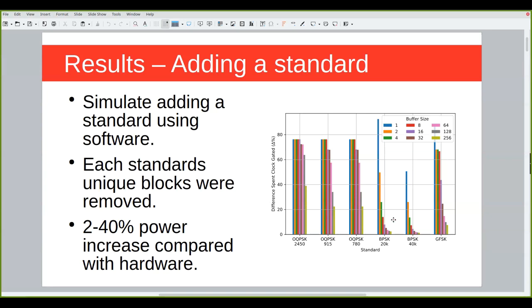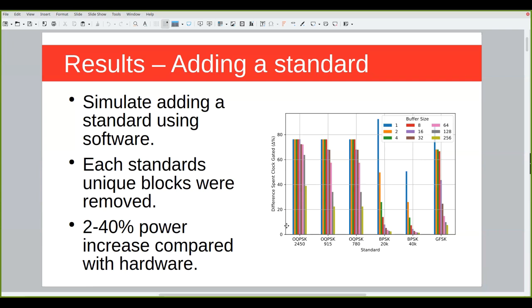For the BPSK standards, which are the fourth and fifth plots here, its unique blocks occur much earlier, so they get to run at a much lower data rate. So software replacement of those blocks is a lot easier, so they only get about a 2% performance decrease. In comparison, for the OQPSK standards over here, the first three bars, unique blocks occur at the very, very end of the radio processing pipeline, meaning the software has to work a lot harder to meet the higher data rate. The GPSK standard, which is the last bar here, sits in between the two. Unique blocks are in the middle, so it's a middle ground there.